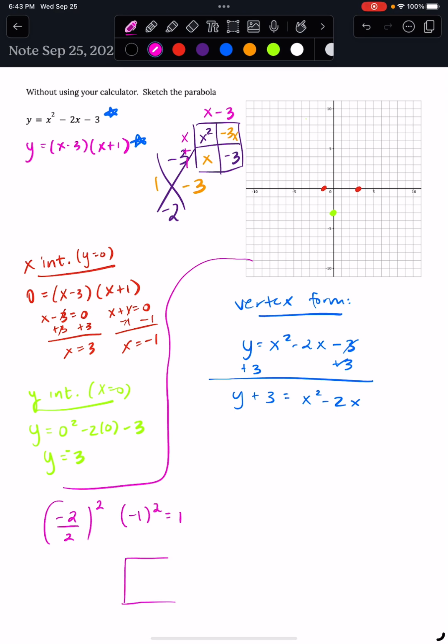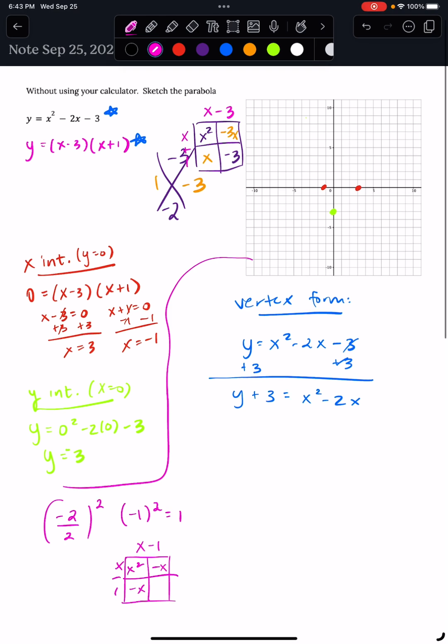A lot of you also thought about this as in a box to make a perfect square. So if this was going to be x squared, we needed to split that -2 evenly. So we would get -x and -x. If we did this, we would have x minus 1 on both sides, which would mean that this would have to be 1. So we're going to add 1 to both sides. So we're going to get y plus 3 plus 1 is equal to x squared minus 2x plus 1. Awesome. So we can now simplify this side of the equation to be y plus 4.